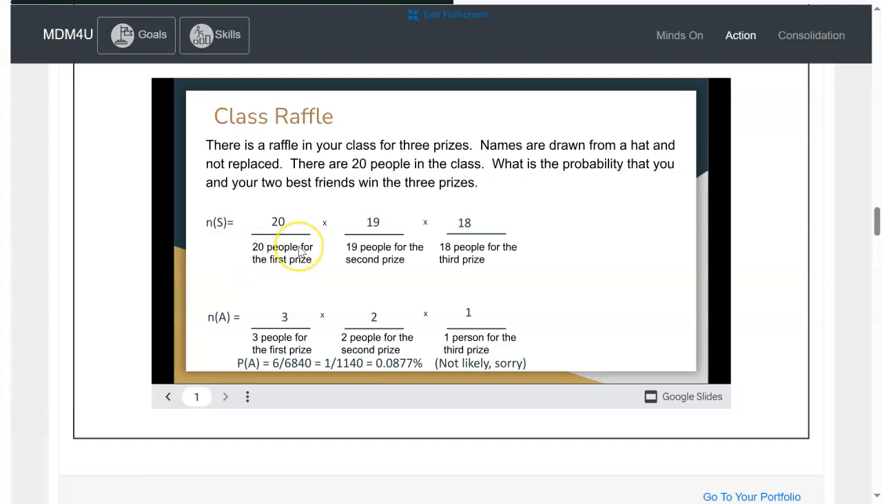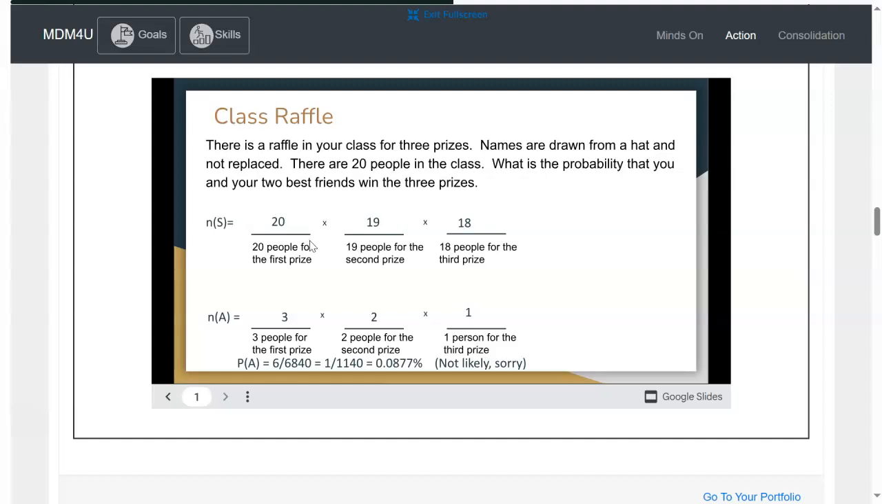On the bottom, you have to figure out the total number of ways that people can be chosen. Note, we're going to assume that in something like this, you can't win 2. Like if you're in a competition, you can't win first and second, right? So there's no repetition allowed.